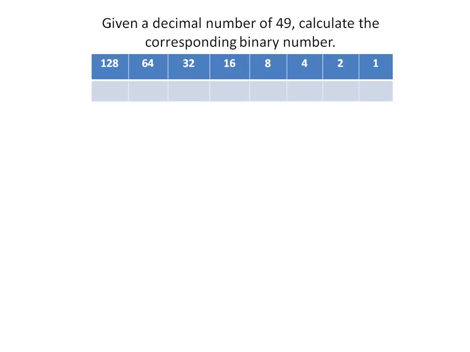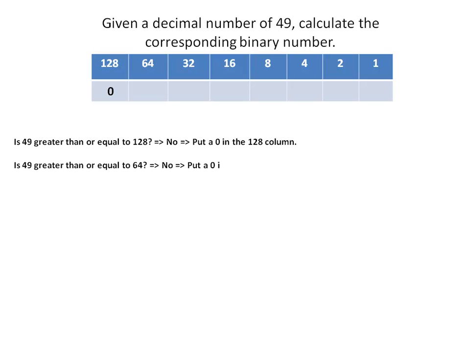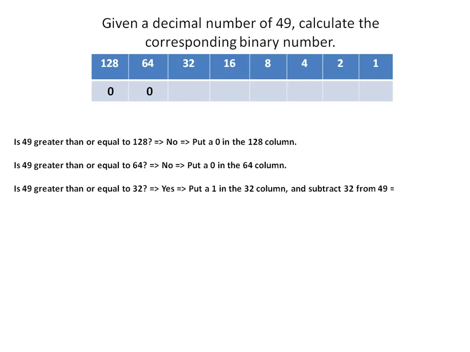Let's go through the questions we went through before. We start out by saying, is 49 greater than or equal to 128? No, it's not, which means we're going to put a 0 in the 128 column. Let's move over to the 64 column and say, is 49 greater than or equal to 64? No, it's not. A 0 goes in the 64 column. Is 49 greater than or equal to 32? Yes, it is. This means we're going to put a 1 in the 32 column.